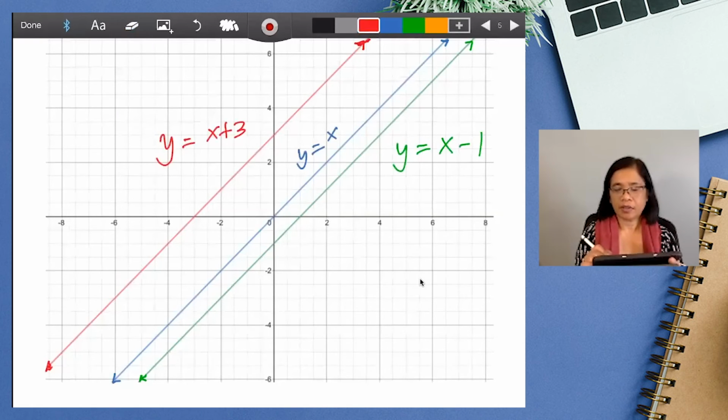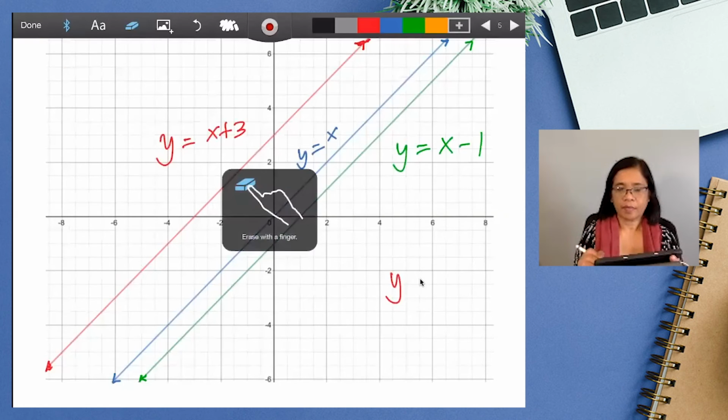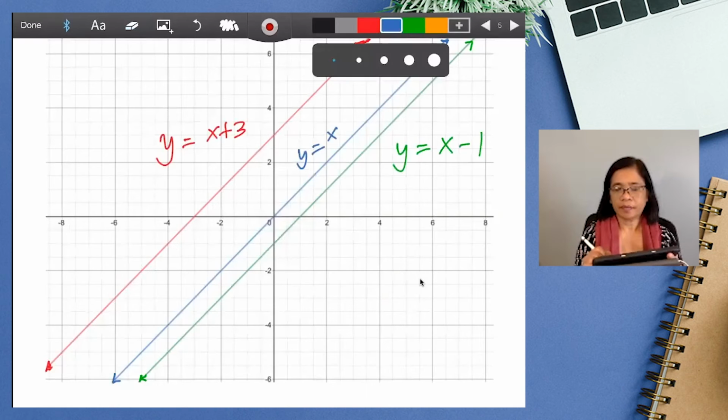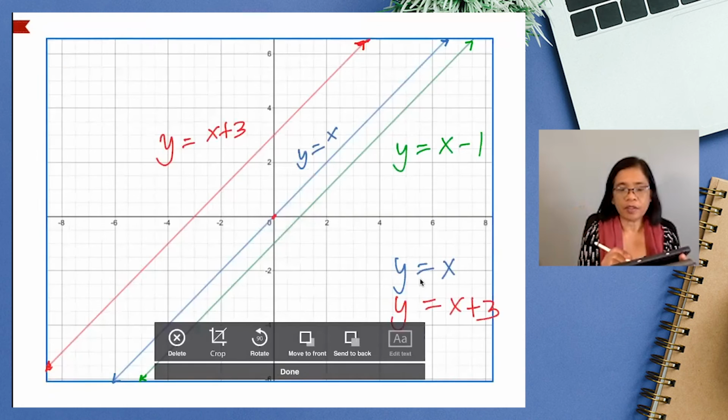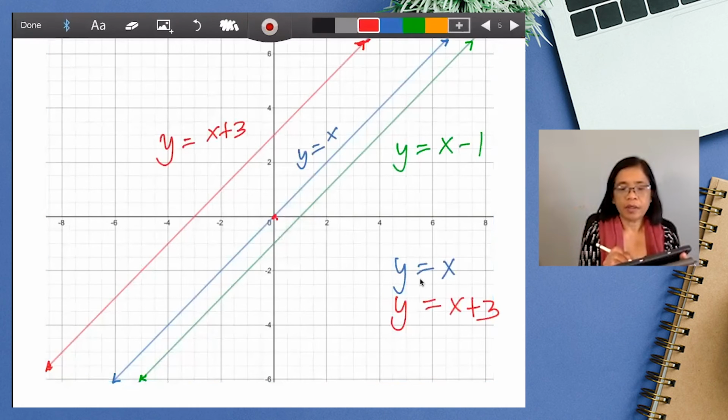So notice that we have y equals x. Then the red line is y equals x plus 3. Even just looking at the equation, notice that there is a plus 3. So we expect the line to be moved 3 units up. So from this point here on this blue line, we move 1, 2, 3 units. Any point on the blue line, if we consider this point here, we move 3 units up. 1, 2, 3. You will land on this point.